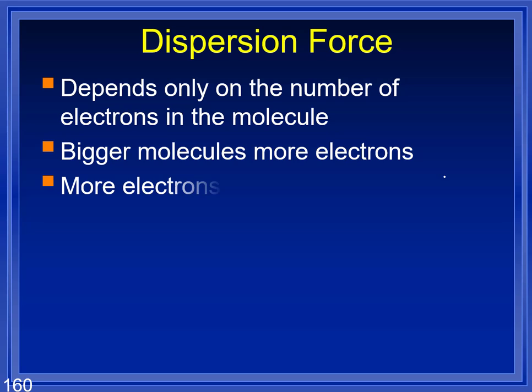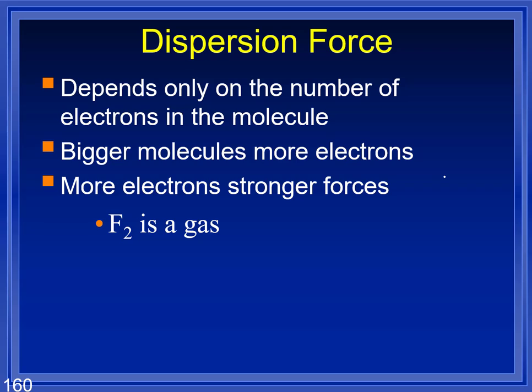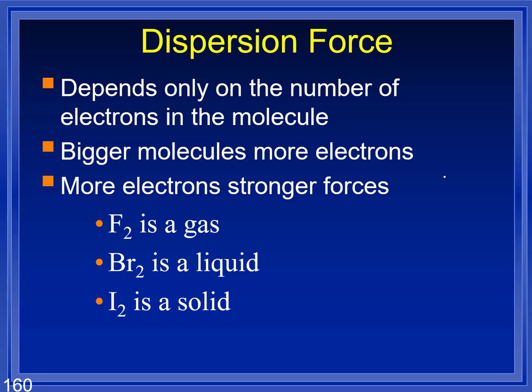Okay, so more electrons, stronger forces. And the outcome of that is actually shown on my periodic table, because my periodic table has the color coded by states of matter. All the halogens come as diatomic molecules. But F2 is a gas. That's what red means. Red means it's a gas. Br2 is a liquid. And I2 is a solid.